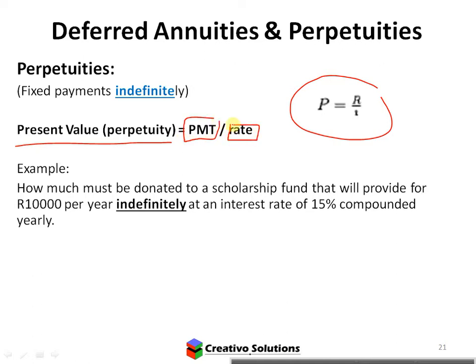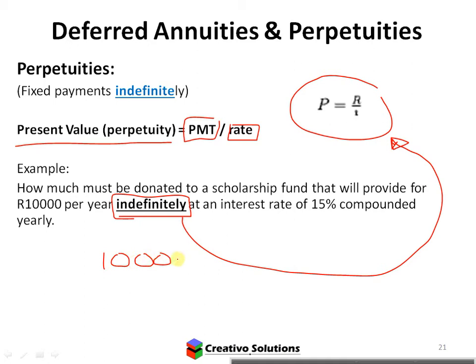I is the rate. So what happens if I give you something like this? How much must be donated to a scholarship fund that will provide for 10,000 per year indefinitely? There's the key word. How do I know if it's a perpetuity? You will always see something about never ending, indefinite, something like that. The payment is 10,000. How much must be donated to a scholarship fund? That's the PV, the capital that must be donated.